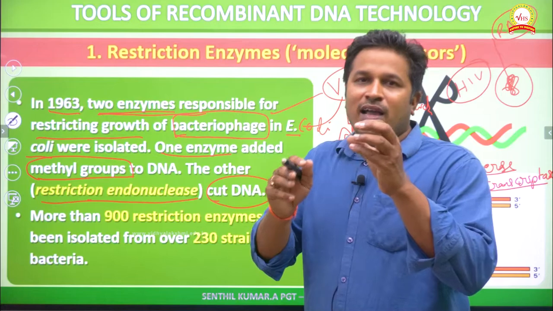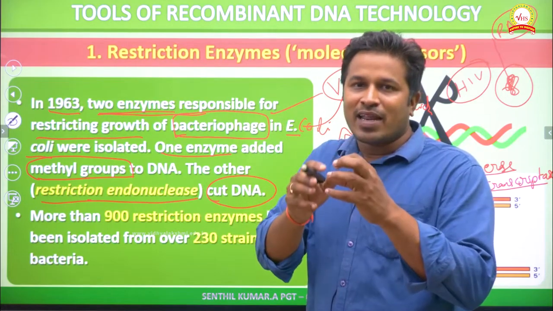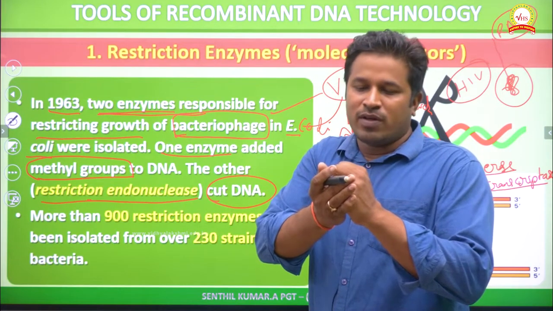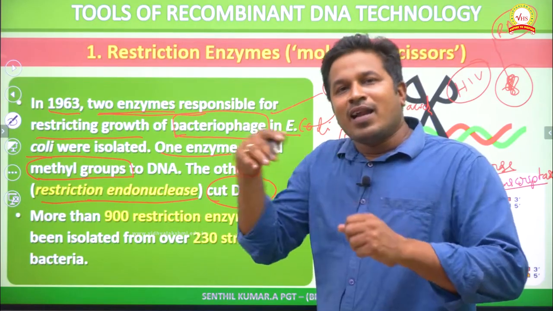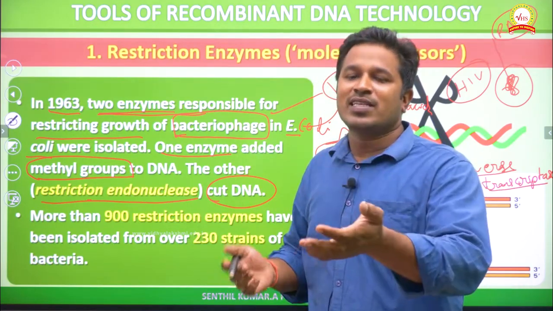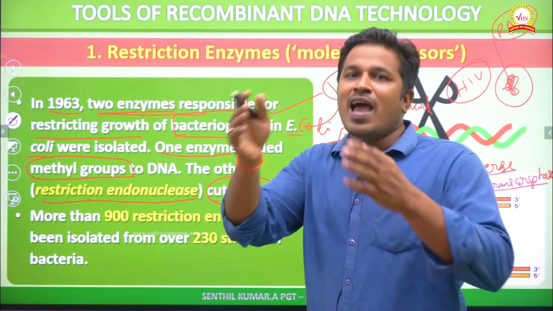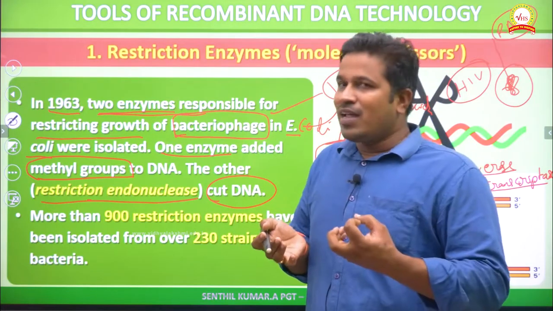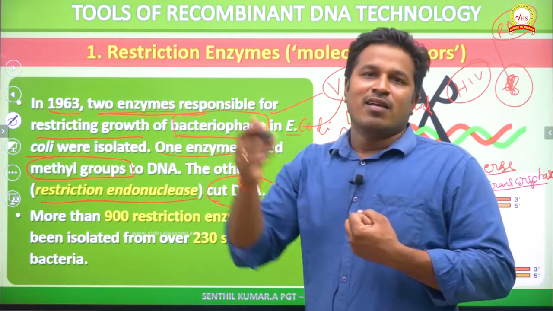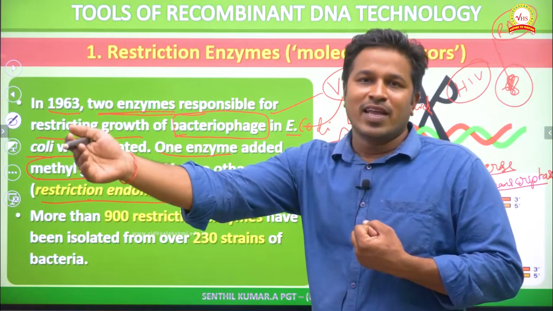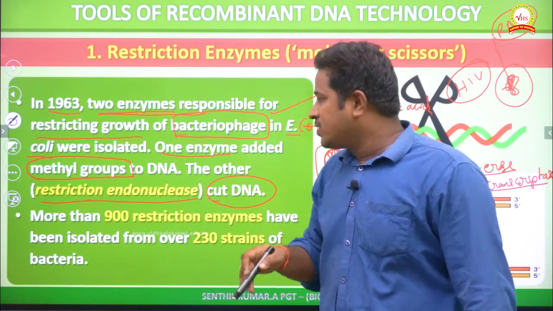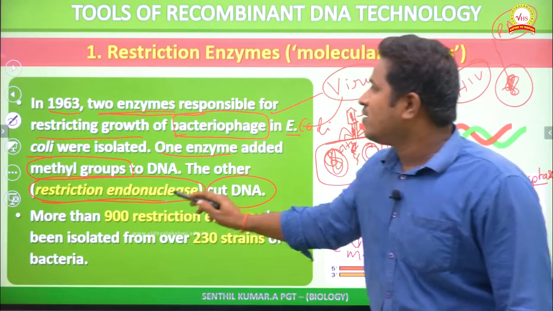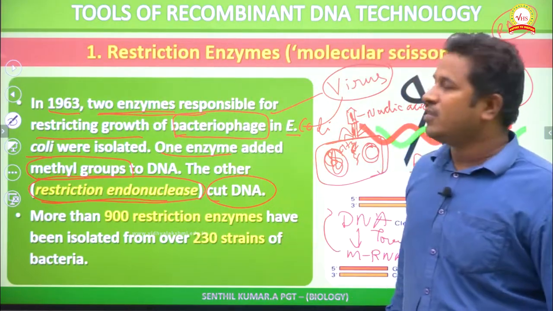First, the bacteria has its own genetic material. Above that, it synthesizes the methyl group, which gives protection. The other enzyme is restriction endonuclease, which acts on the viral DNA and cuts it into small fragments. This is how it gets resistance or protection from an invading disease-causing agent called bacteriophage. We isolated this restriction endonuclease very first in the year 1963.